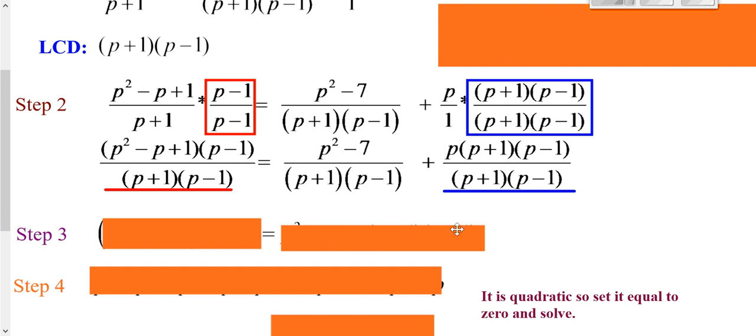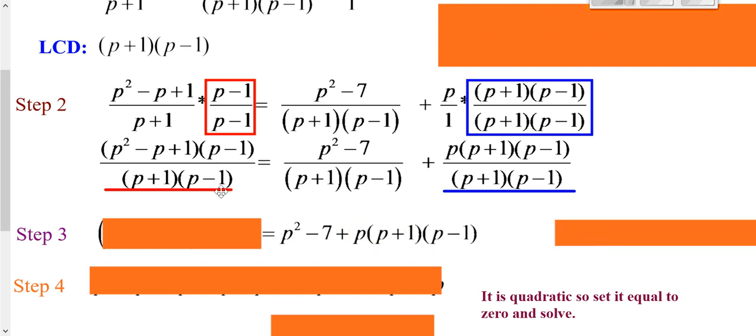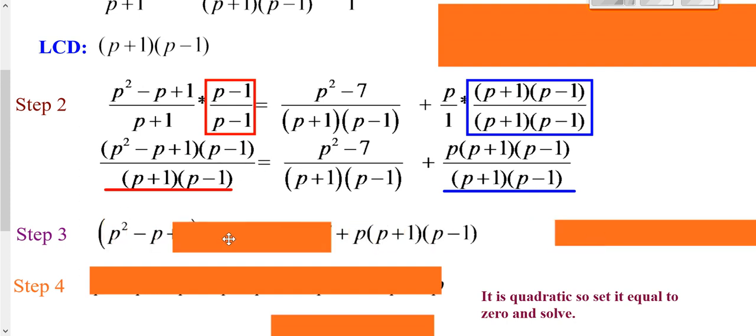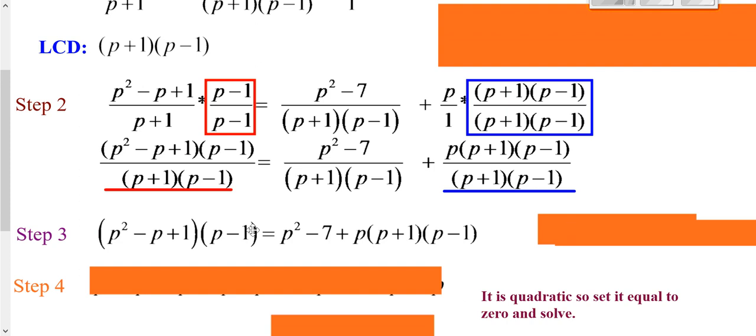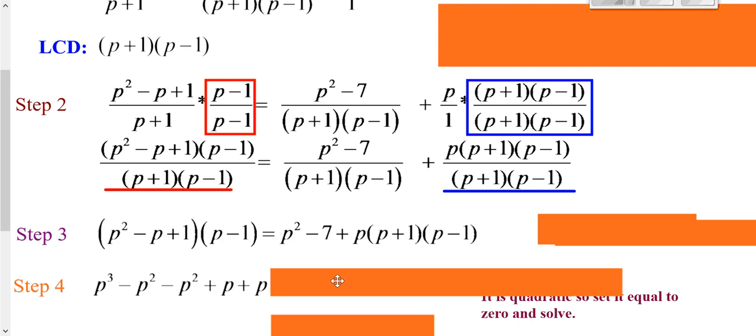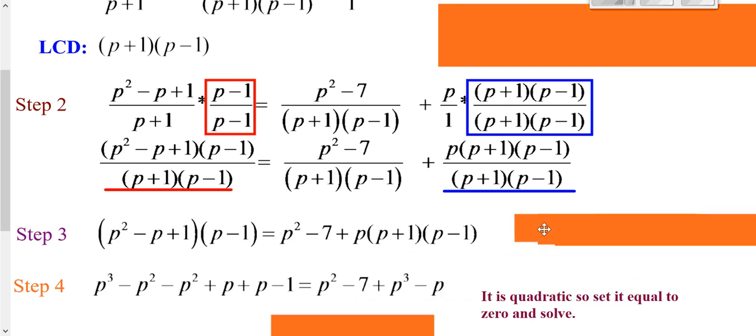Now that everything has the same denominator, we can go ahead and just work with the numerators. We can bring this down, and then we can bring this down. Over here, we can bring this one down. All we have to do now is solve this. So we could take p squared times p minus 1, negative p times p minus 1, and 1 times p minus 1. And then we would get this when we collect our like terms. Here we could distribute through, FOIL and then distribute, and we would get that.